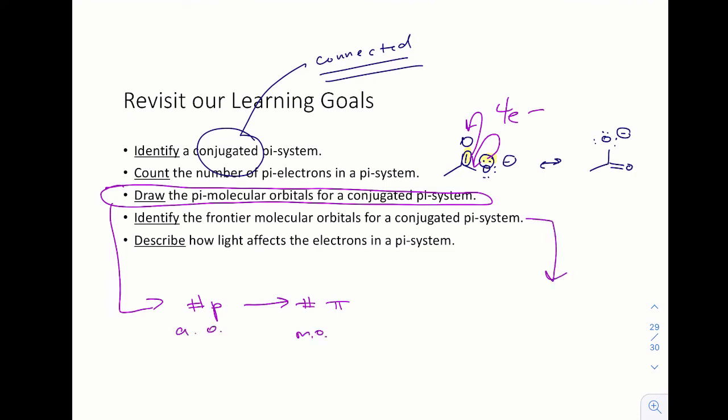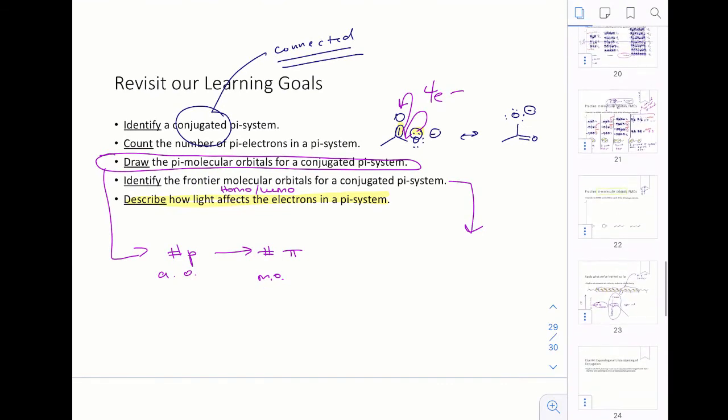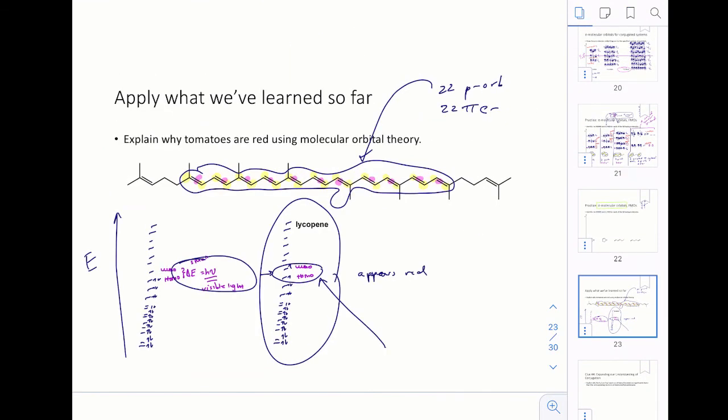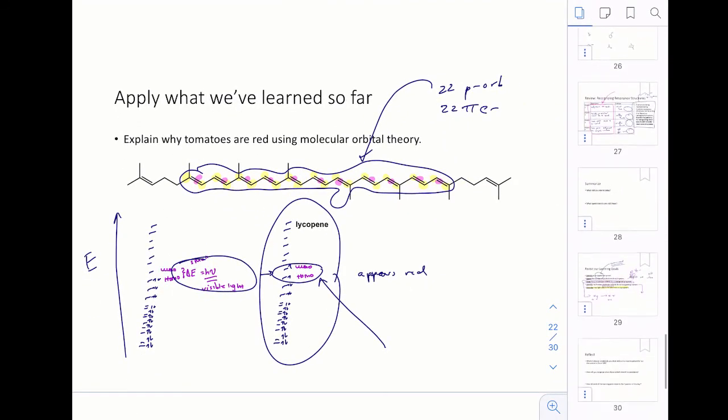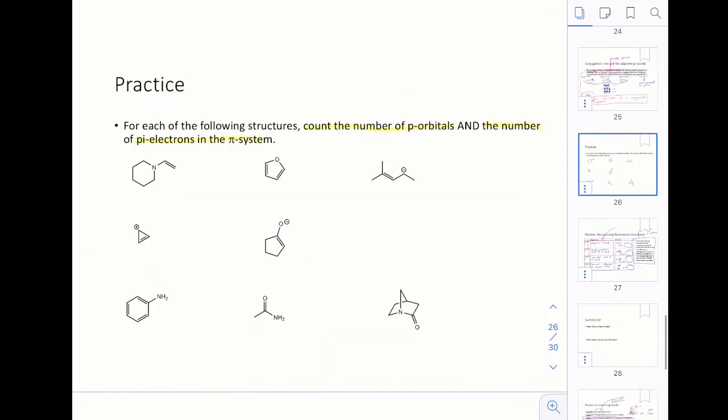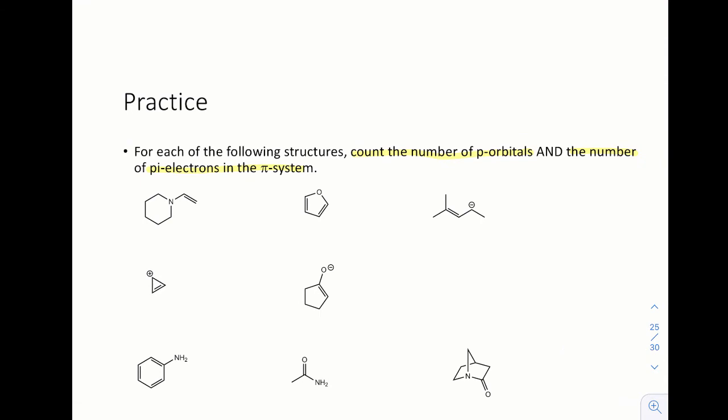Identify the frontier molecular orbitals for a conjugated pi system. The frontier molecular orbitals are the HOMO and LUMO. So to do this, you have to be able to count the number of electrons in a pi system and then put them in the appropriate orbitals. Similarly to the last lesson, we should describe how light affects the electrons in a pi system. In this class, we apply that to the problem of tomatoes and why they are red. So I hope you enjoyed this lesson. It is time to practice. So work these practice problems that I have shown here and as many as you possibly can.